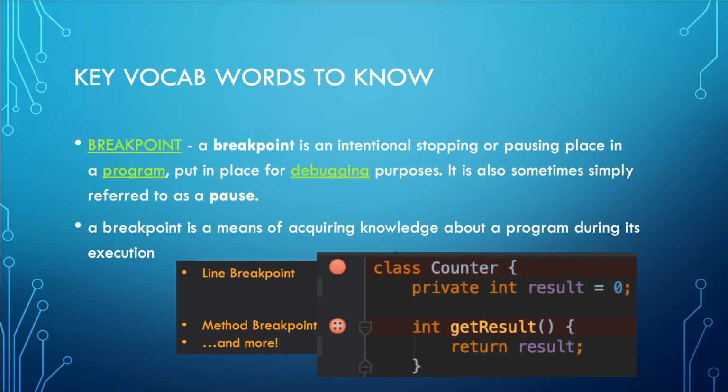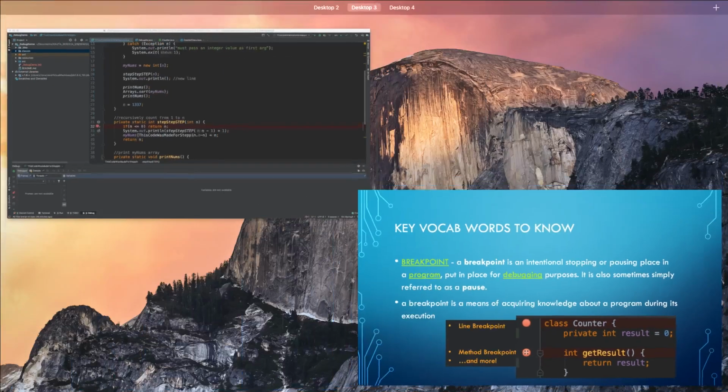A breakpoint is an intentional stopping or pausing place in a program put in place for debugging purposes. It is also sometimes simply referred to as a pause. It's just a means of acquiring knowledge about a program during execution. There are line breakpoints, method breakpoints, and all these have unique characteristics, but the core idea is when you reach a breakpoint in your code, you pause and examine its current state.